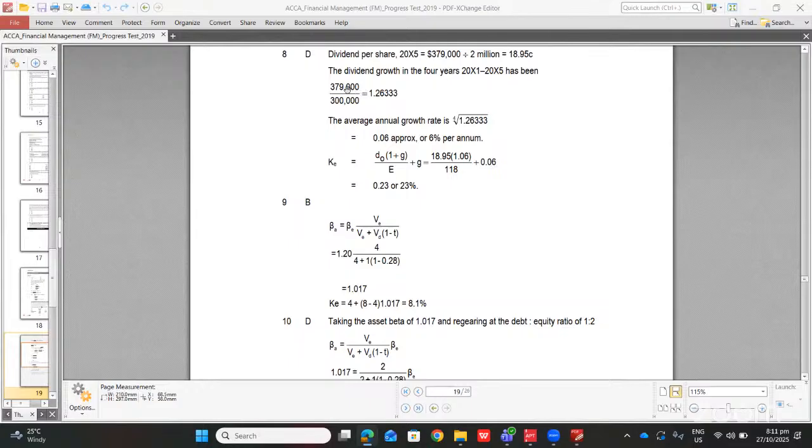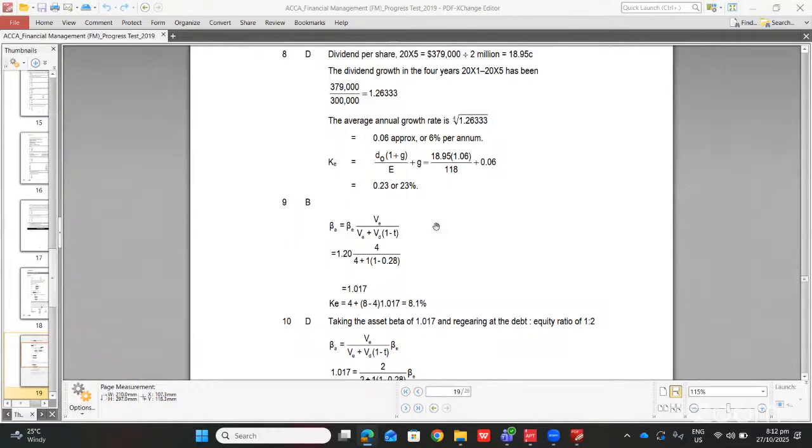Look at the most recent dividend being the 379 over the first dividend issued of 300,000. And then, of course, you minus your 1 to get your 6%. That plugged in gave you a cost of equity of 23%. Question 9 now.